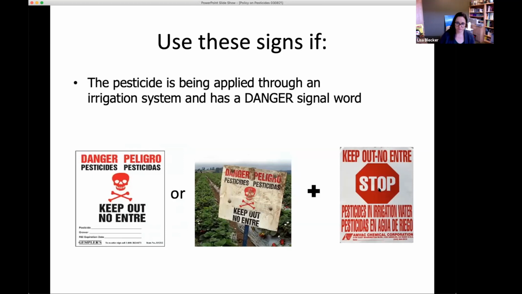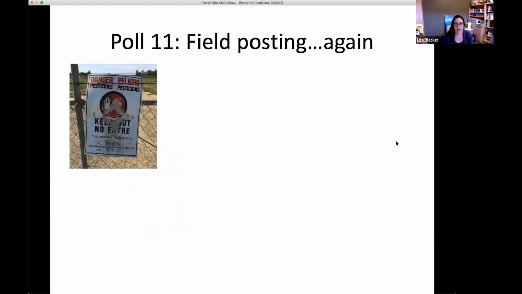And then if you're applying pesticides in an irrigation system, we have an extra sign that's California specific that needs to be used. So if you're chemigating, applying in an irrigation system, and the signal word on the pesticide label is danger, then you have to post whatever sign is required, like the regular sign, and then you have to add the irrigation sign. So I won't go into this.